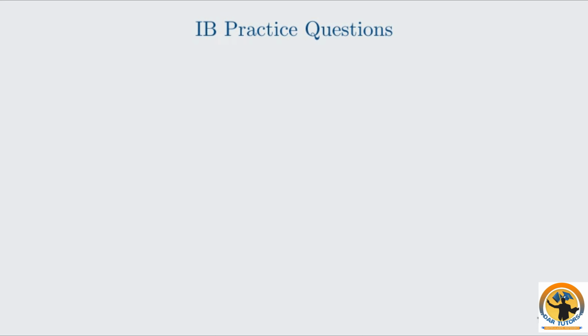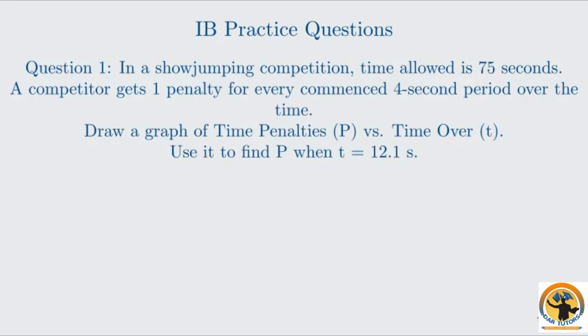For example, a time of 9.4 seconds is 4.4 seconds over, so it incurs 2 penalties. Question 1 asks you to model this situation. First, draw a graph of time penalties against the time over the allowed limit. Then use it to find the penalties for a competitor who is 12.1 seconds over.